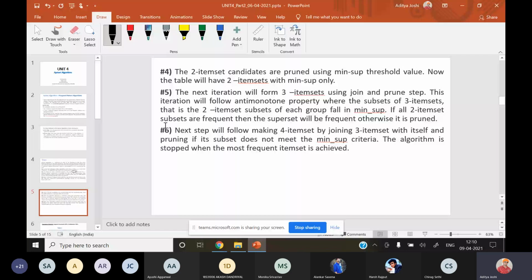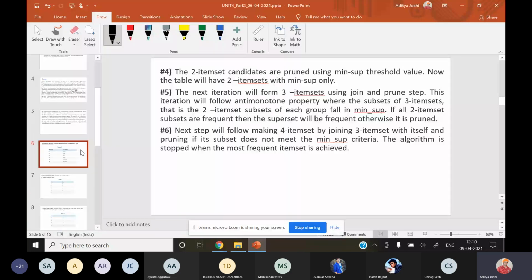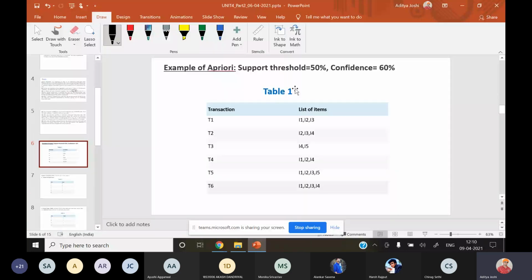So if we take one example, this is the table in which we have 6 transactions, T1, T2, T3, T4, T5, and T6, and there is a list of items in each transaction. In T1 we have I1, I2, I3. In T2 we have I2, I3, I4. In T3 we have I4, I5. In T4 we have I1, I2, I4. In T5 we have I1, I2, I3, I5. And in T6 we have I1, I2, I3, and I4. Okay. So make this table in your notebook, all of you.